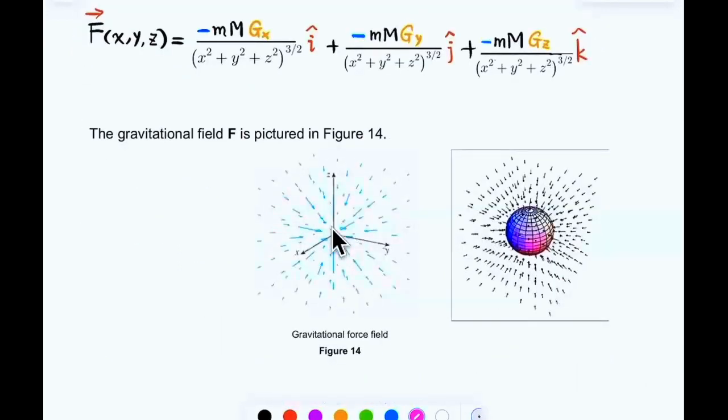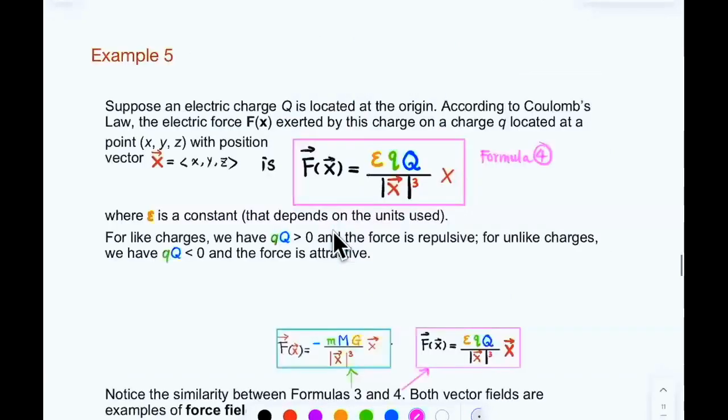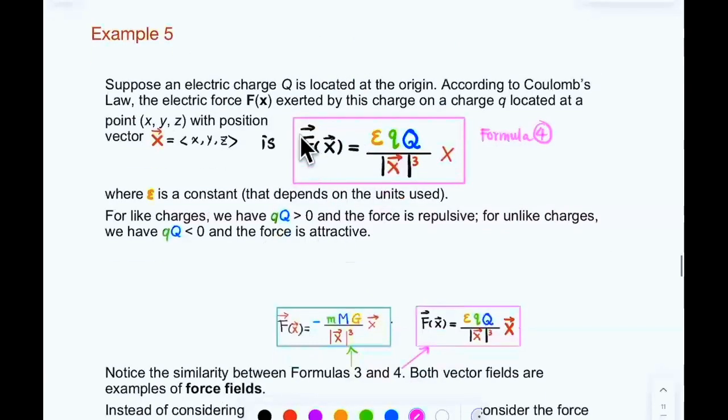The closer to the center, okay, the bigger the magnitude. If the mass stays the same, then the bigger the magnitude, right? All right, so this is the gravitational force field. Okay, let's look at example 5. Yeah, this is what you talked about, Angel, right?